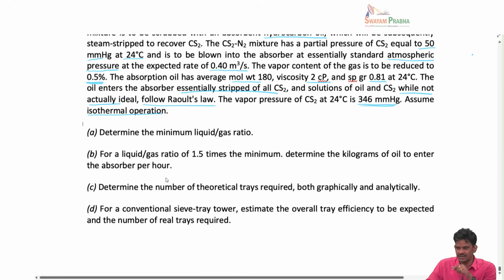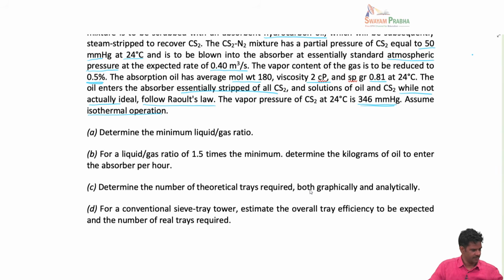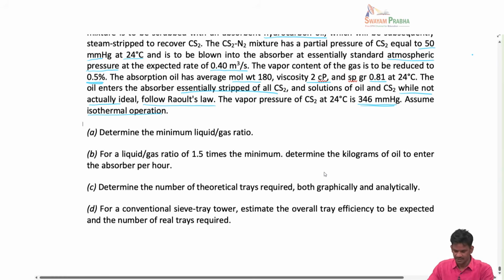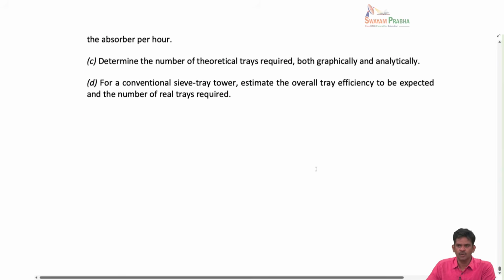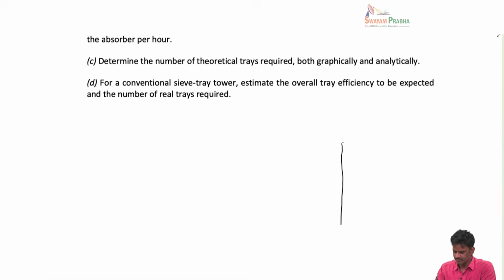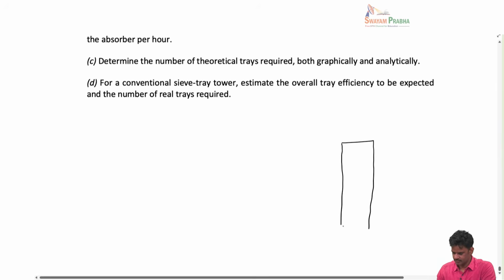Okay, so the first two parts are kind of straightforward, whereas the third and fourth parts are where we have to think about doing it both graphically and analytically. Okay, that's what we're going to do. So first thing I will do is make a schematic of the absorber and then make note of things that we know. So here is my absorber. So remember, it is a tray tower. So I will make trays like this, just to distinguish this from the packed tower that we dealt with before.